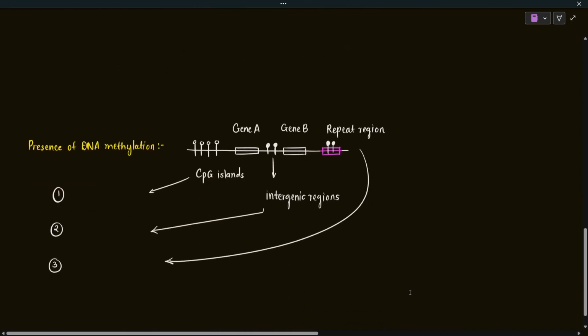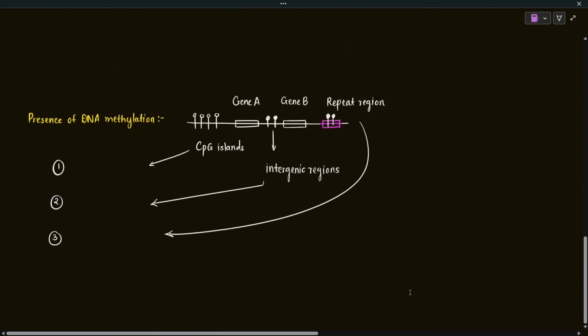Okay, so now let's take a look at where the DNA methylation is present. I have already told you that for methylation to take place, there should be the presence of CpG dinucleotide. There should be a cytosine which is preceded by guanine. Okay, so when I say the overall genome, you would see CpG islands, a lot of genes, a lot of repeat regions.